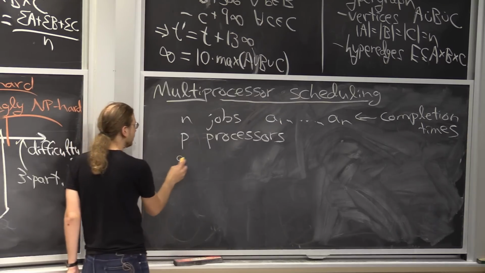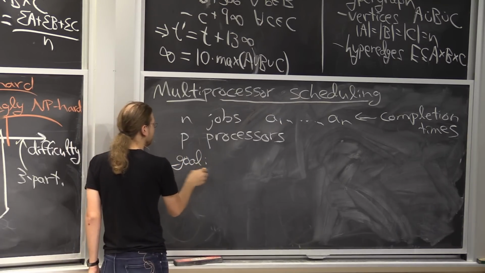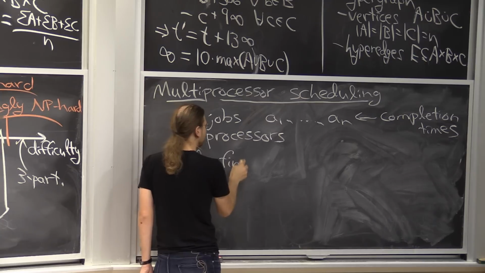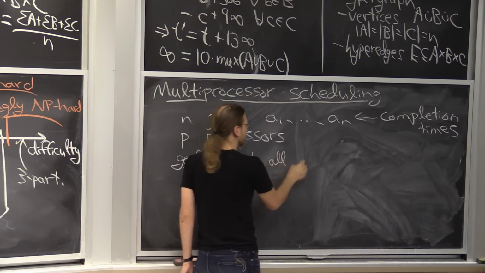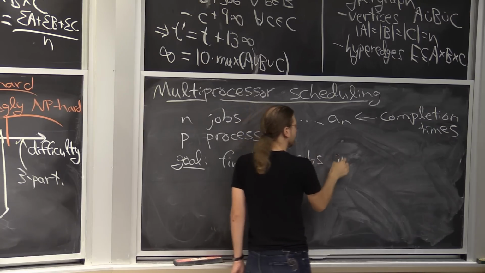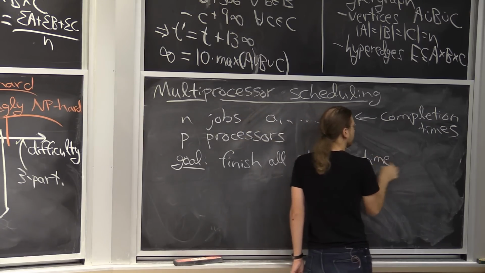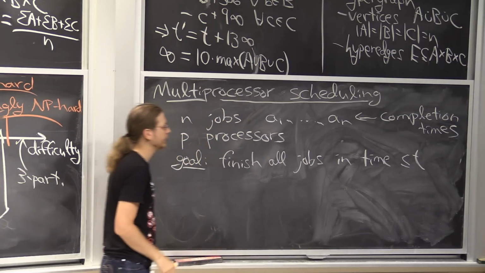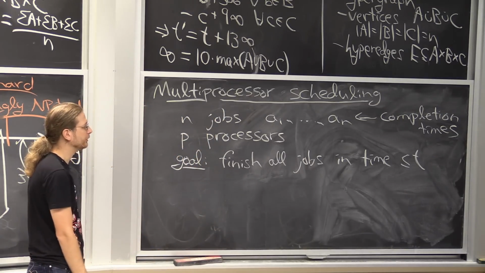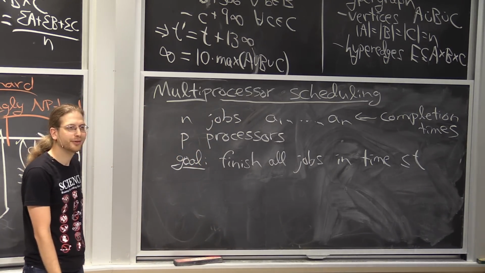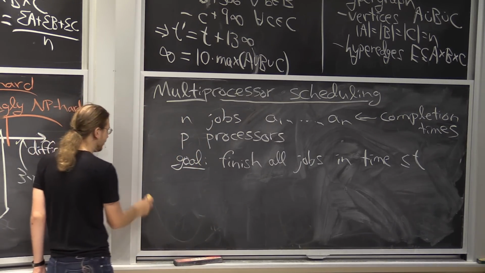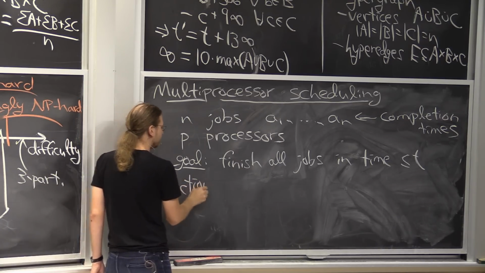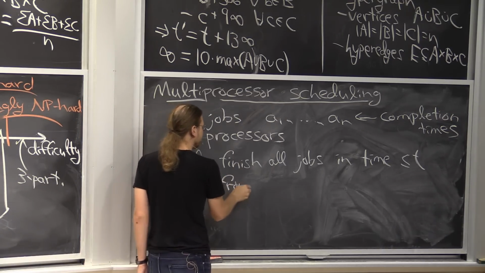My goal, I'll state the decision version, is to finish all jobs in time less than or equal to T. Okay, so I claim this problem is NP-hard of some variety. Let's start with a reduction from partition.